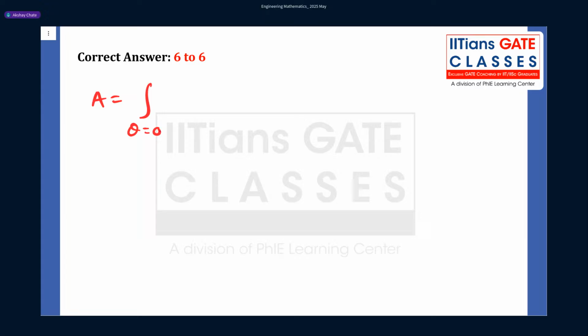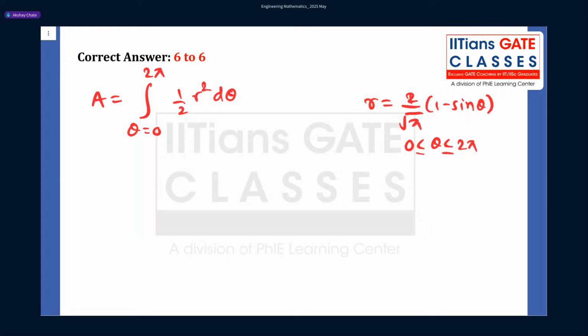Since you have seen the nature of your r function, your r function is 2 by root pi into 1 minus sine theta, right? So this sine function is a periodic function. Basically, theta varies between 0 to 2 pi. So you have to take those limits, theta going from 0 to 2 pi, and r square by 2 d theta. So 1 by 2 r square d theta you have to do.